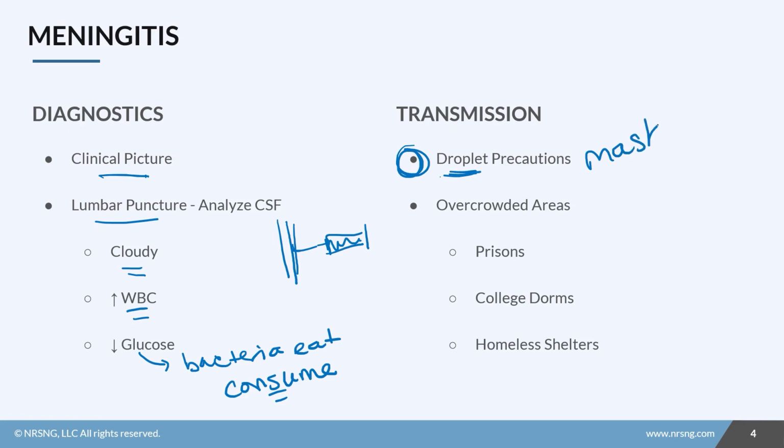This is mask, gown, and gloves. And so the droplets are going to be all over everything. We want to make sure that we're cleaning things very, very well and very thoroughly.